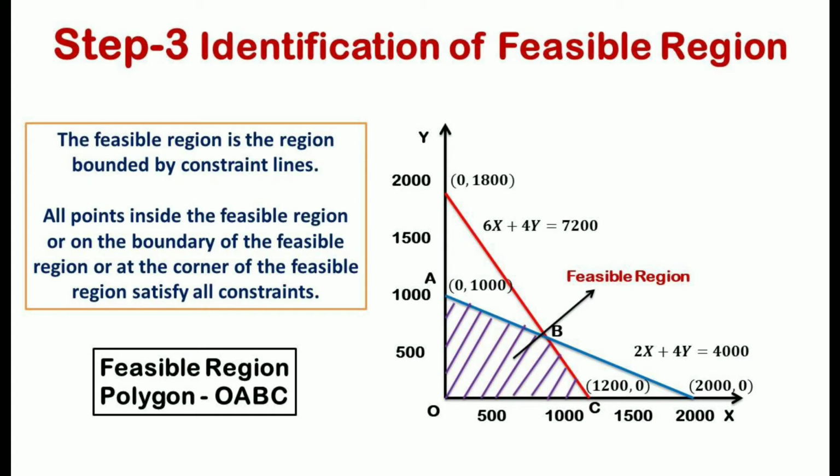So here the final shaded area is called the feasible region, or the solution space of the given linear programming problem. Any point inside this shaded region is called a feasible solution, and this gives the values of x and y that satisfy all the constraints. Hence the feasible region here is the polygon OABC, where O is the origin whose coordinates are 0 and 0. O, A, B and C are called the vertices or corner points of the feasible region.